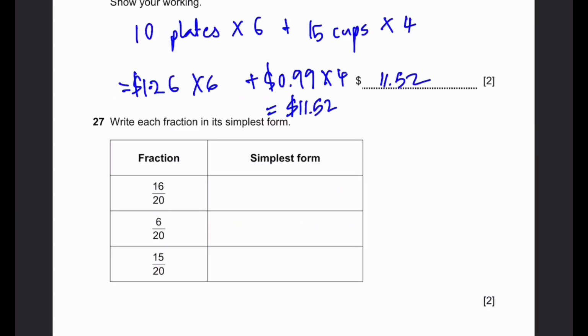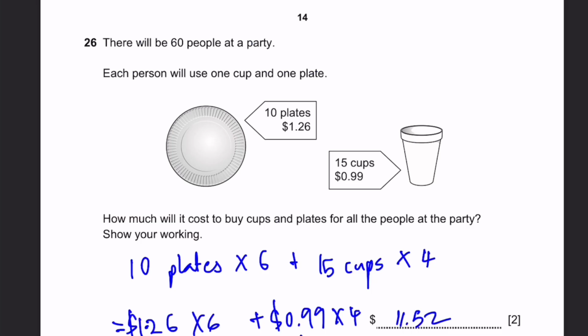Write each fraction in simplest form. Fraction 16 by 20. Simplest form will be, when we take the HCF of both of these, it'll be 4. So we divide both sides by 4. We get 4 by 5. Using the same method, we can say the simplest form here is 3 by 10, and over here is 3 by 4. Question 28.